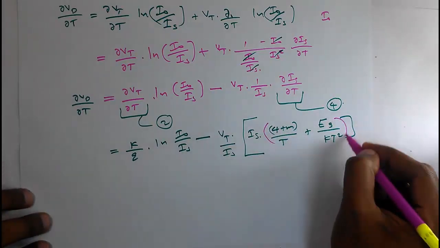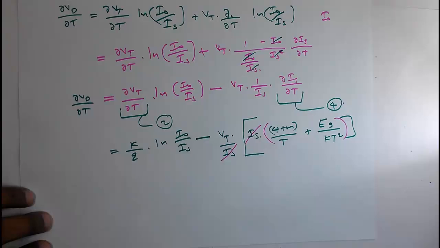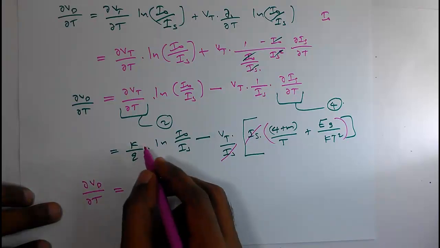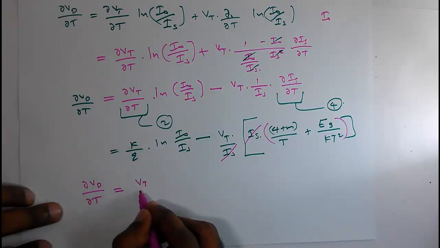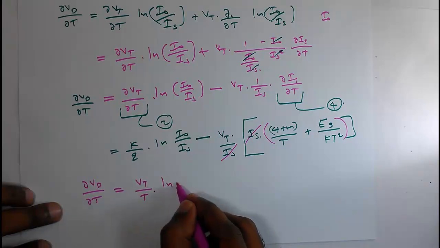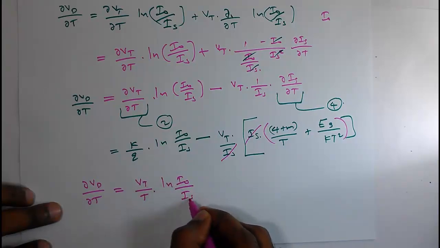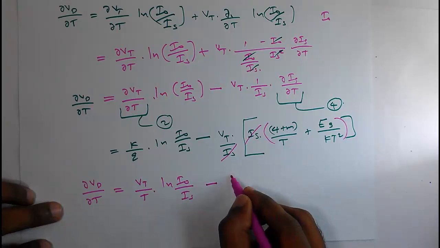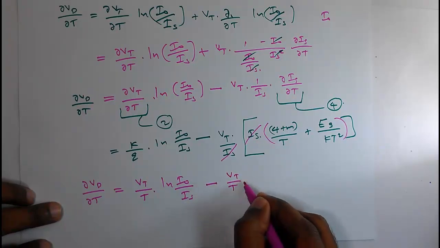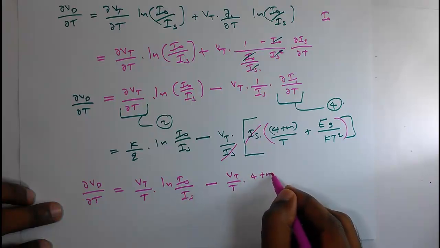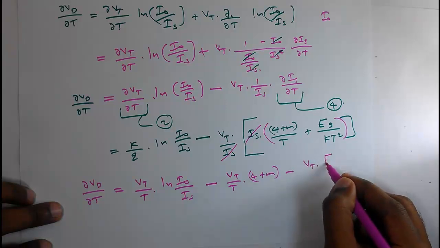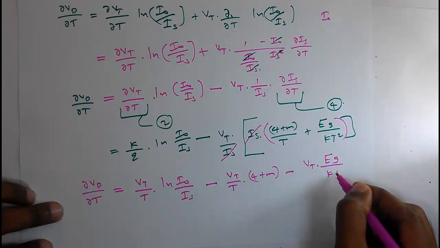This Is is common, so we can cancel this Is. So ∂Vd/∂T = Kt/q can be written as (Vt/T) ln(I0/Is) minus (Vt/T)(4 + m) minus Vt·Eg/(KT²).